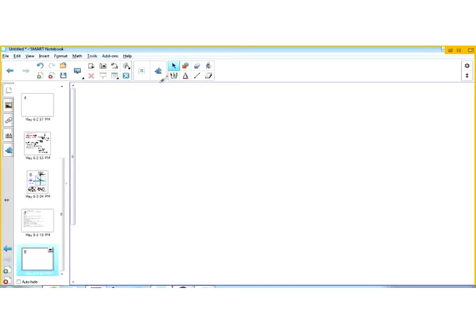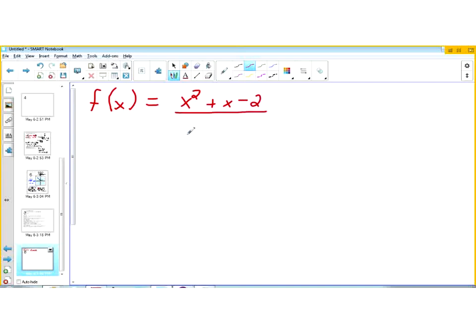So, for example, let's consider the function. We want to graph this function. f of x is equal to x squared plus x minus 2 divided by x minus 3. So that's our objective. We want to graph this function using the techniques we just described. So the first thing we want to do is check for symmetry.